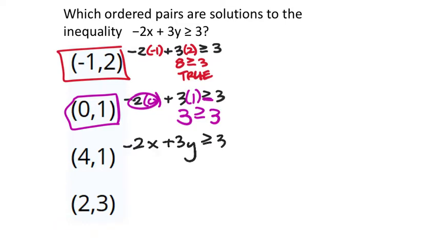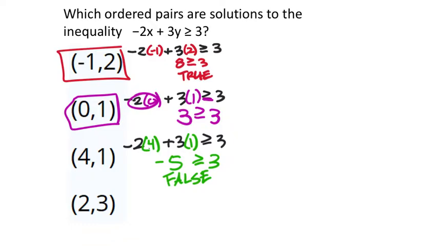So let's try this one too. Again, they've given us an x and a y value. The x value is 4 and the y value is 1. If I put this in, negative 8 plus 3 would be negative 5. Now it's saying that negative 5 is greater than or equal to 3. This one's false. Negative 5 is not equal to 3, and it's also not greater than 3. So this one is false all the way around.